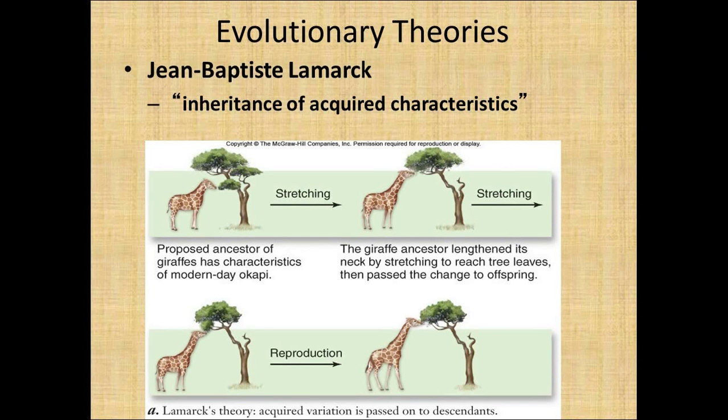So where Darwin said you had to have a genetic change, Lamarck said a parent changed and they automatically could pass that to their offspring. So according to Lamarck, if you join the track team and over time your running speed increases, you will pass that improved running speed on to your children automatically.